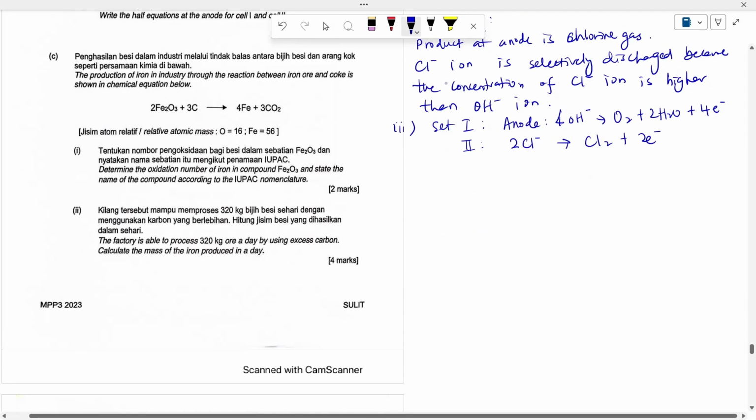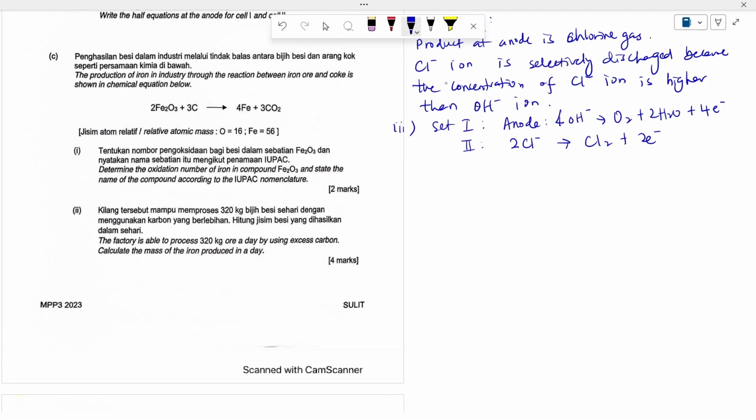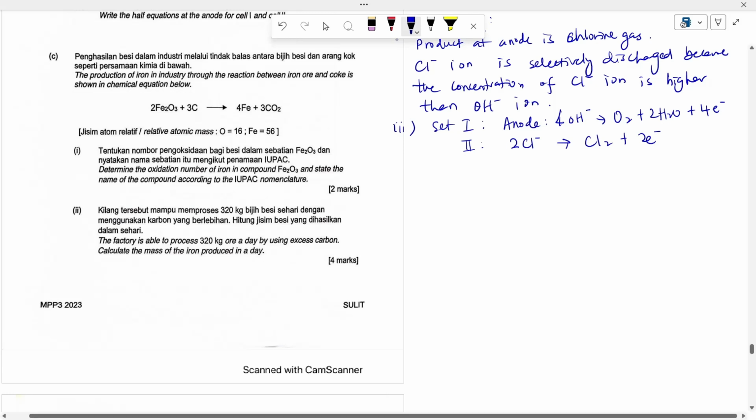The production of iron in industry through the reaction between iron ore and coke is shown in the diagrams below. First, determine the oxidation number for iron in the compound iron(III) oxide and state the name of the compound according to IUPAC nomenclature.